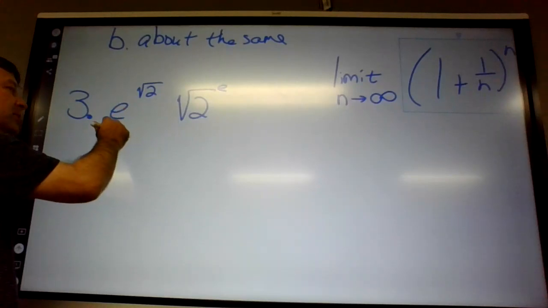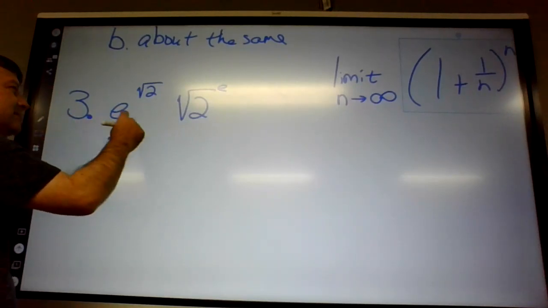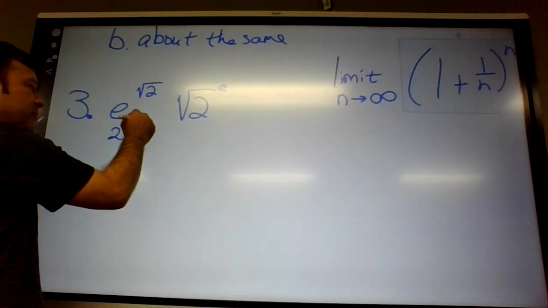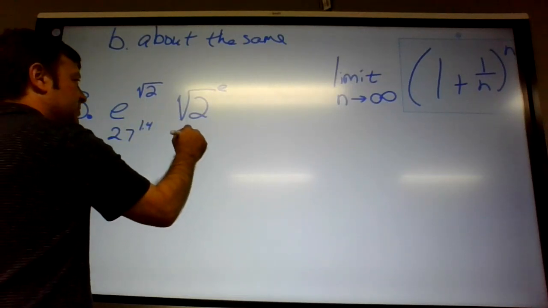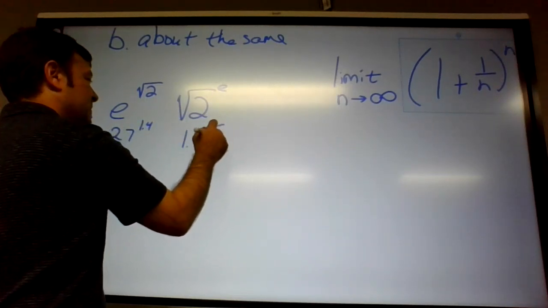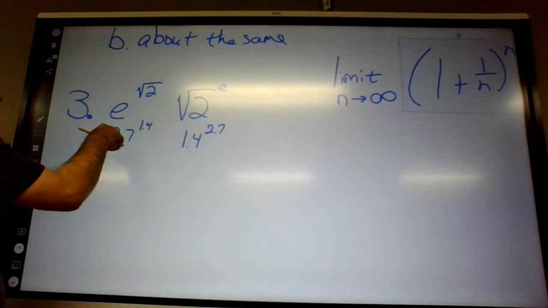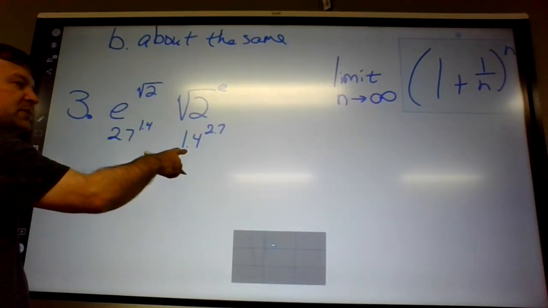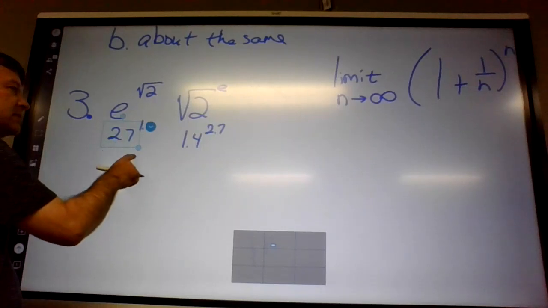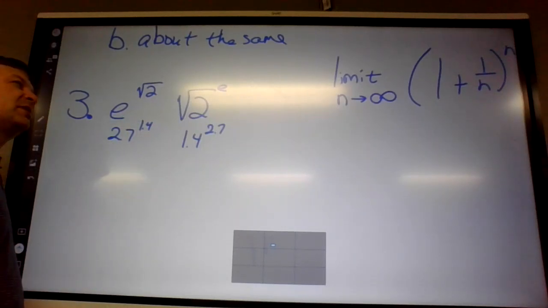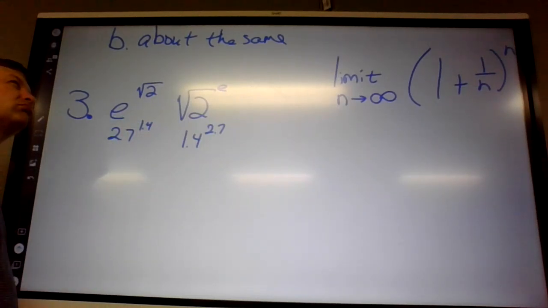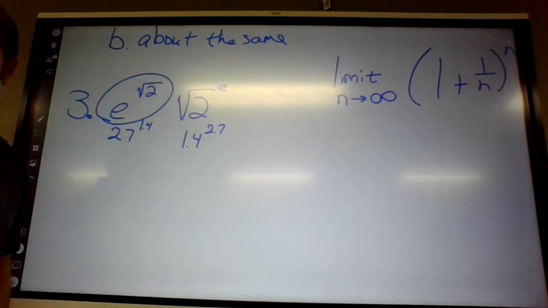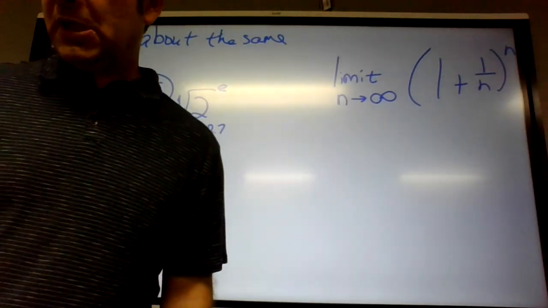Well, e is about 2.7, right? And square root of 2 is probably about 1.4. So which of these would be bigger? The first. Yeah, when you multiply by a number a little bit bigger than 1, it doesn't get much bigger. This one does. What point were they trying to make though? The first one wins. Is it e to the square root of 2?